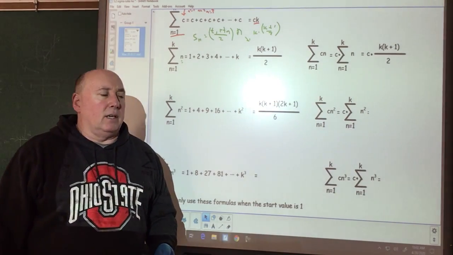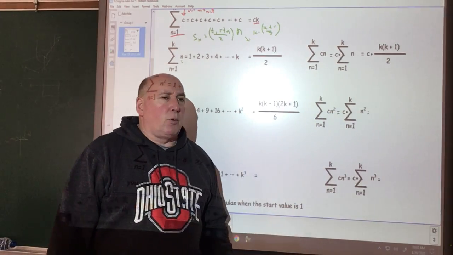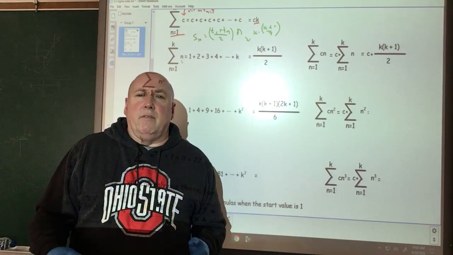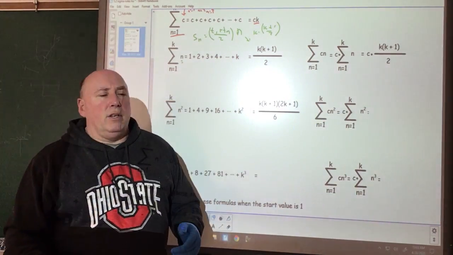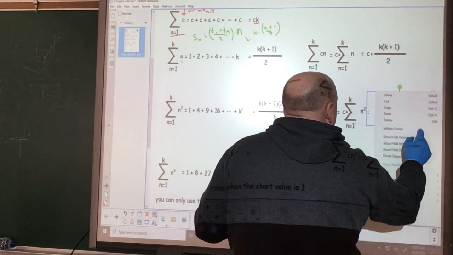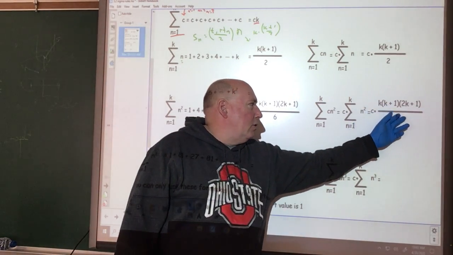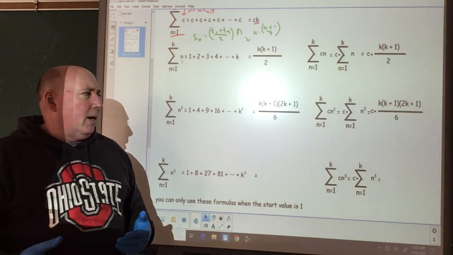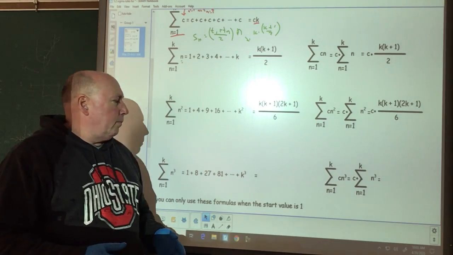So I take my k, which is my top value, times k plus 1 times 2k plus 1, all divided by 6. And likewise, when I have a constant times n squared, so if I had like 3n squared or 5n squared, 7n squared, I can just move my constant out front and just multiply my value by the value of c. So we have c times k times k plus 1 times 2k plus 1 all over 6. So that's how I could do the series of my square terms.